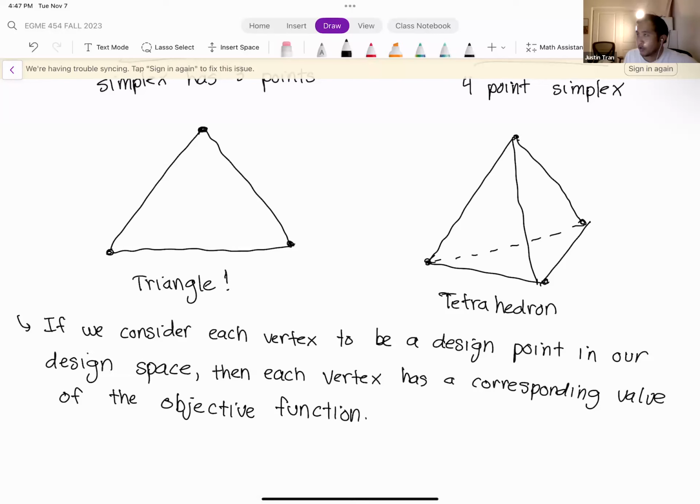And so, I'm going to draw on the triangle here just because it's easy to see. We have F1, F2, F3, where F1, F2, F3 are the values of our objective function at each of those design points.